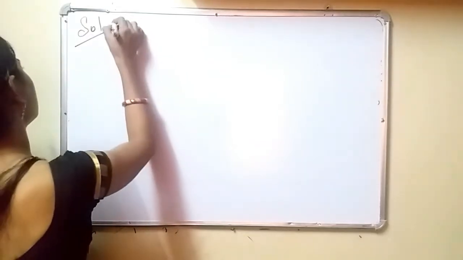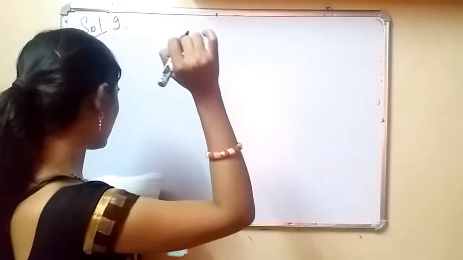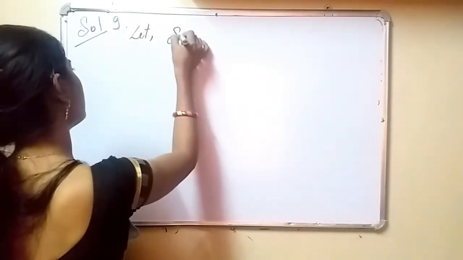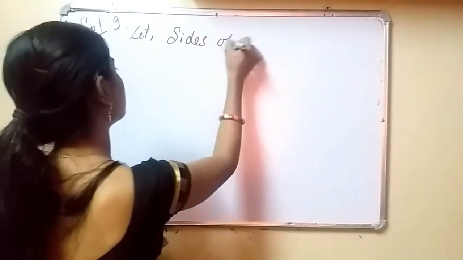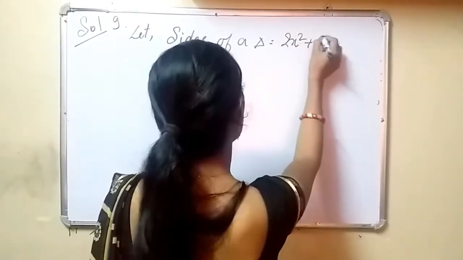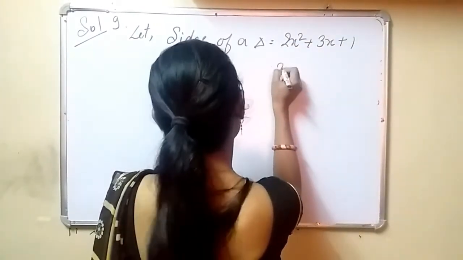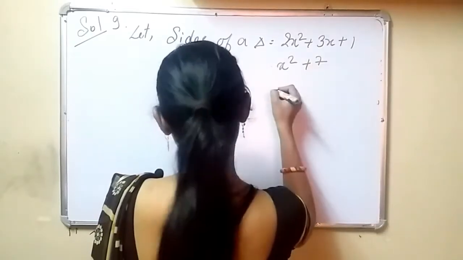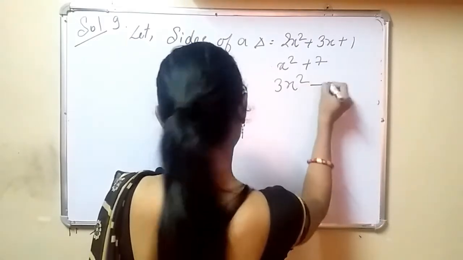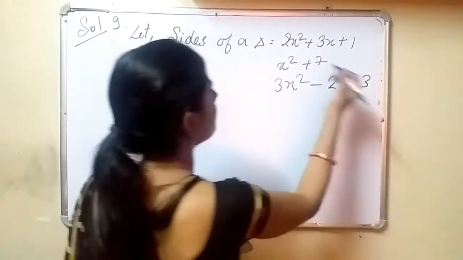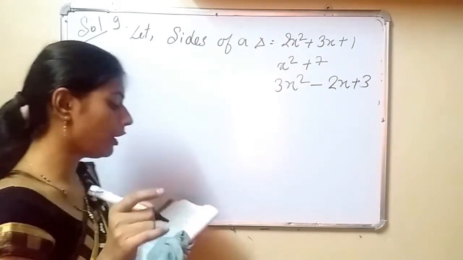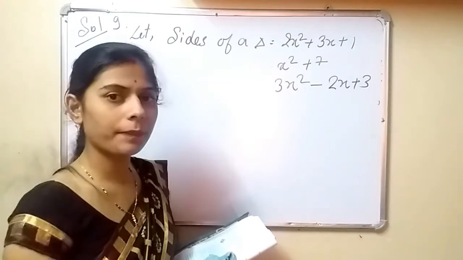Solution number 9. Three sides of a triangle. Let the sides of a triangle be 2x square plus 3x plus 1, x square plus 7 and 3x square minus 2x plus 3. These are the three sides of a triangle. Now what you have to find is its perimeter.